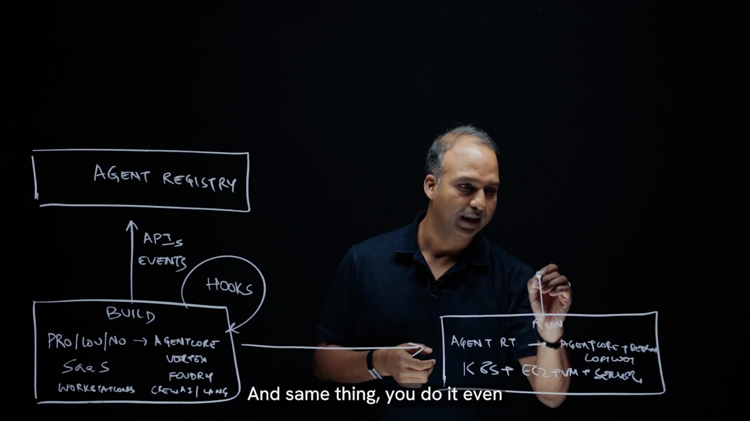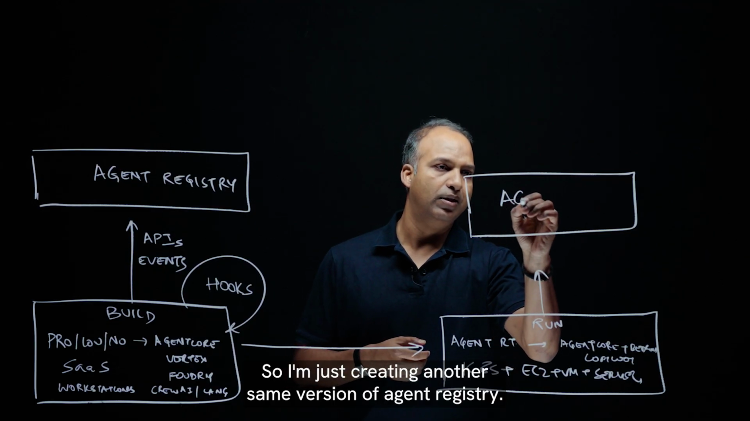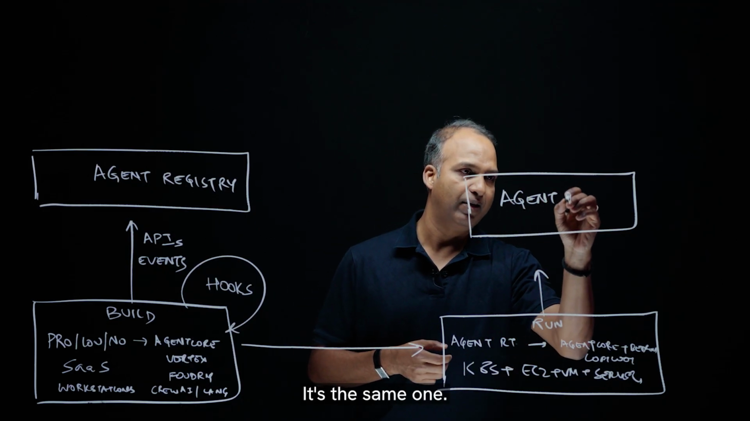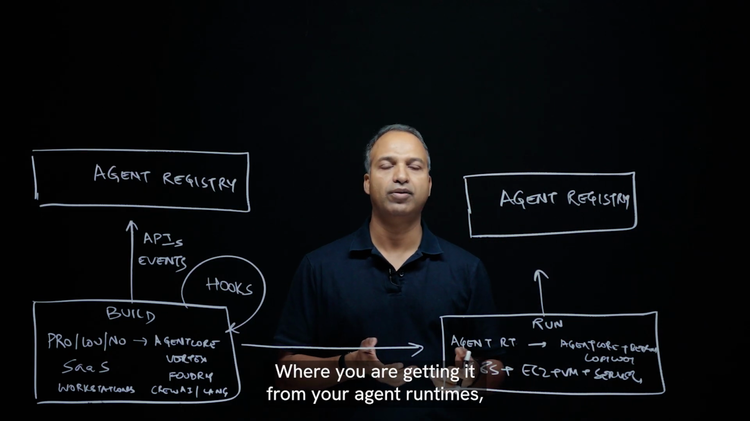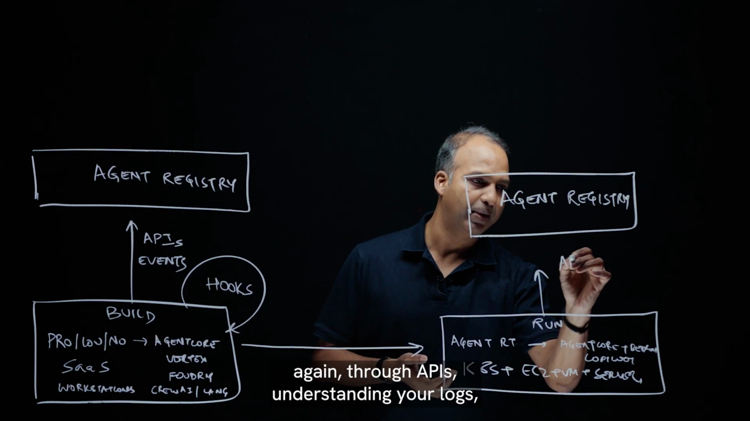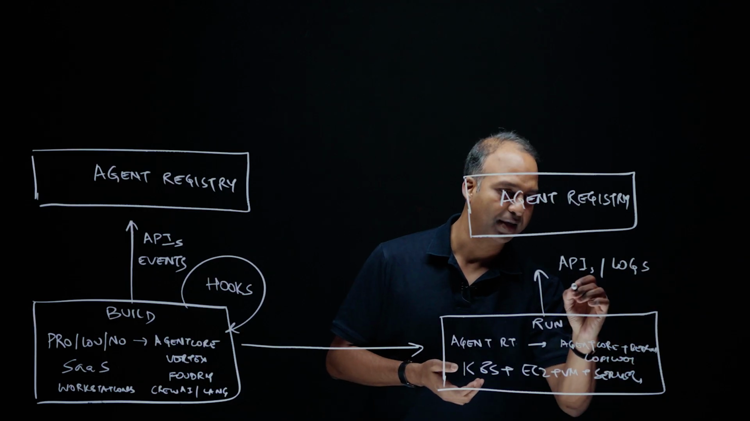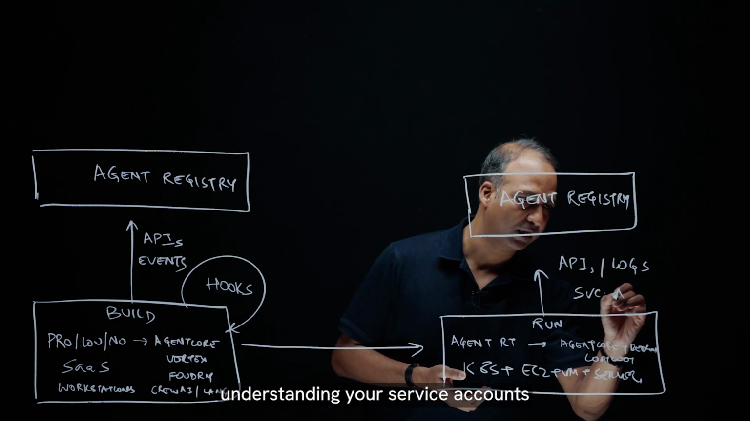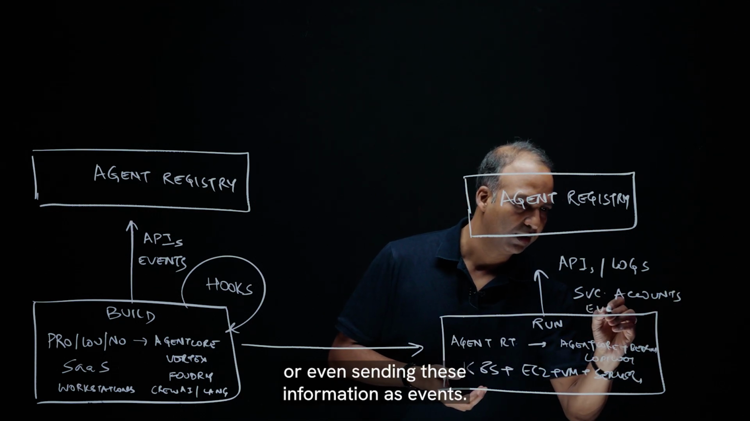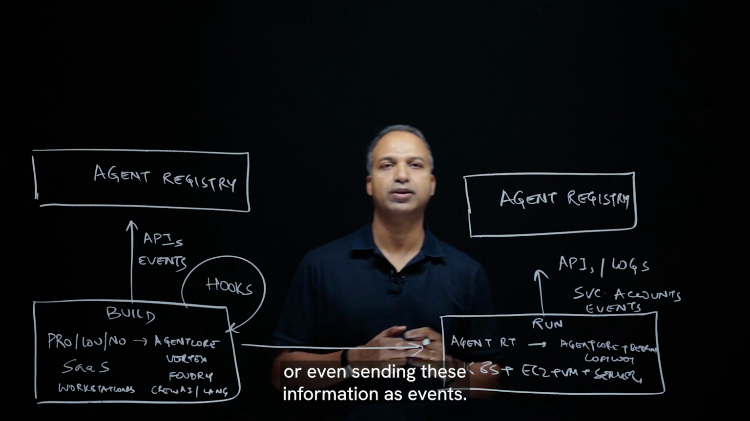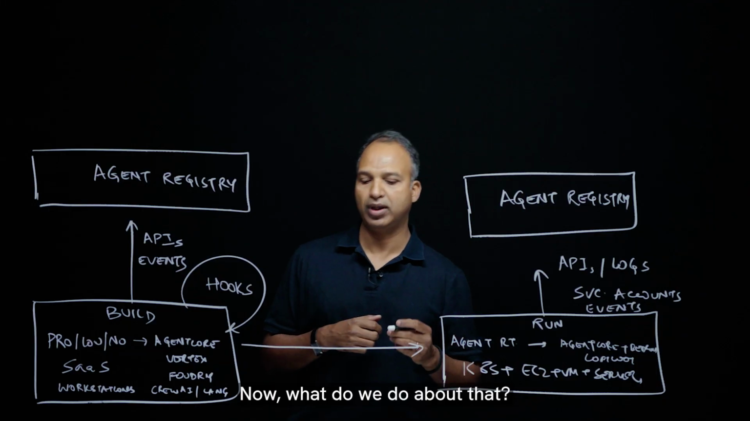And the same thing, you do even from your runtime environments. So I'm just creating another version of the same agent registry. It's the same one, where you are getting information from your agent runtimes, again through APIs, understanding your logs, understanding your service accounts through which these agents are touching your systems, or even sending this information as events. Now, the agent registry knows where your agents are. Now, what do we do about that?